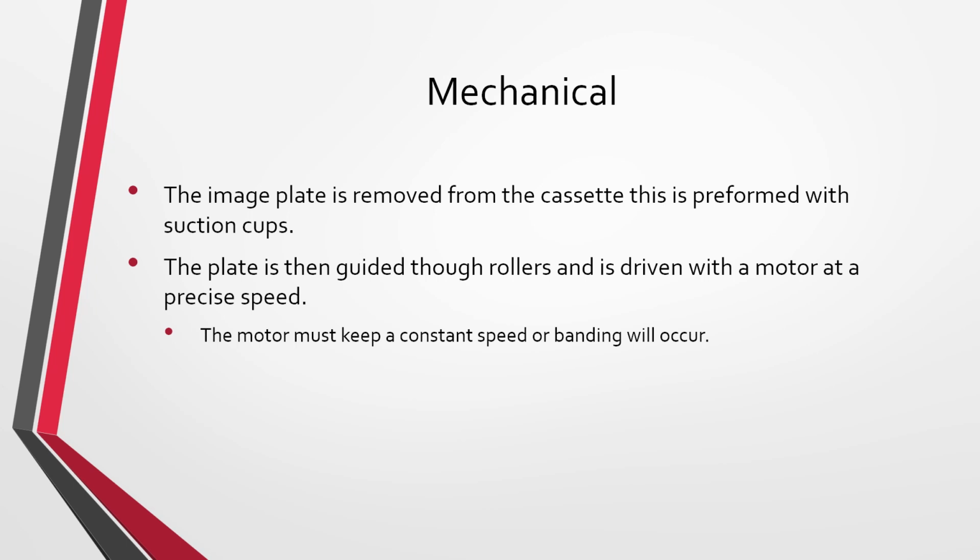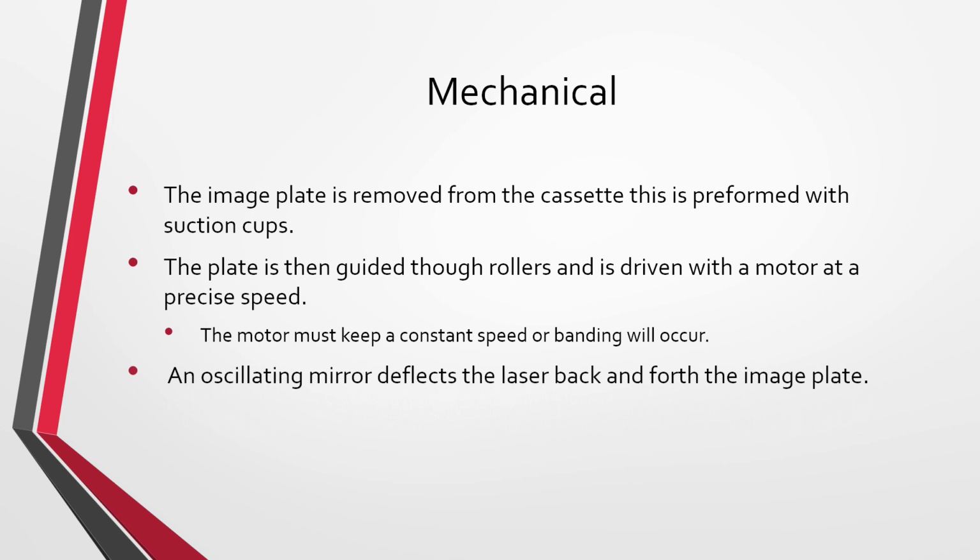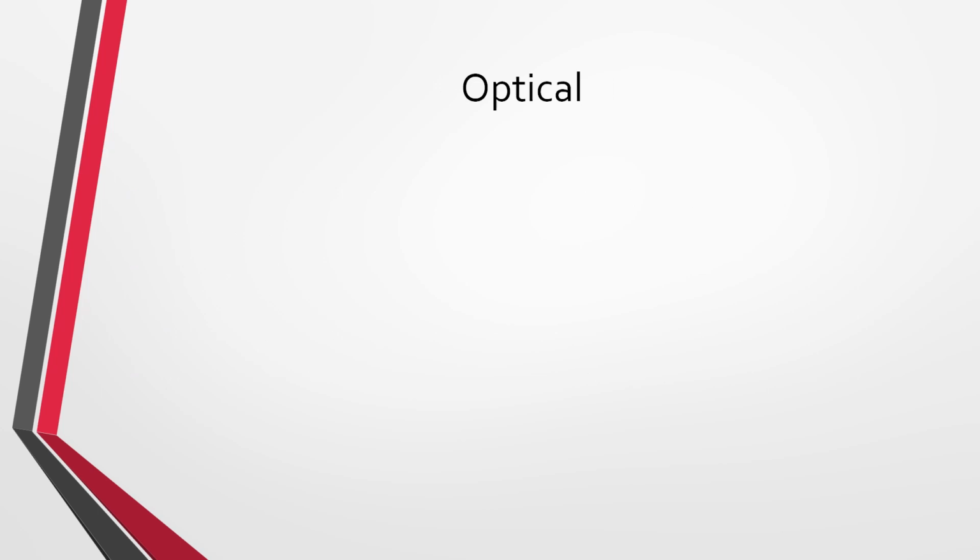If the motor doesn't move at the correct speed, there will be a mismatch of information, because it's expecting that the information it's reading at a certain time is at that point in the image. So it's taking that data and putting it in those spaces on the matrix that it's making up of the image. If it moves too fast at some point, the data is going to be mismatched, and an effect called banding can occur. An oscillating mirror deflects the laser back and forth on the image plate that we talked about earlier.